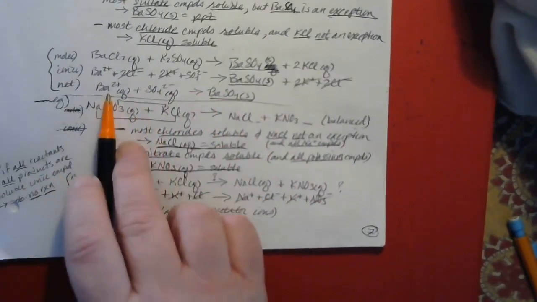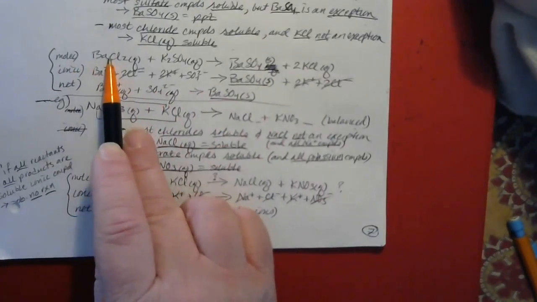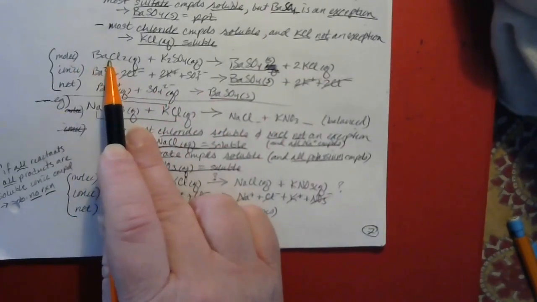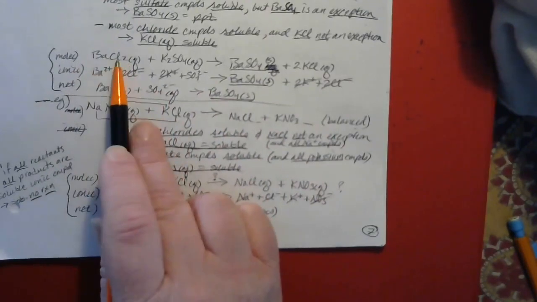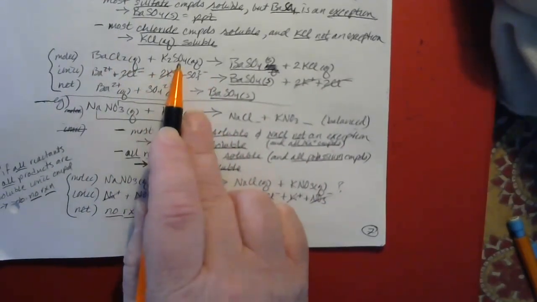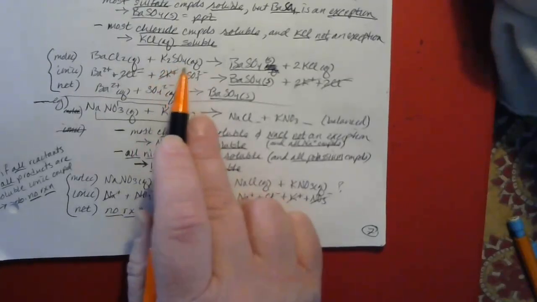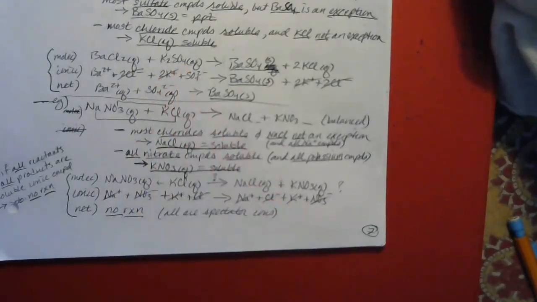And it doesn't matter how the barium and sulfate ions get into solution. This could have been barium chloride, but it could have been barium nitrate or barium acetate or some other soluble barium compound. The sulfate ions could come from potassium sulfate, but they could come also from sodium sulfate. That's soluble and gives sulfate ions, or any number of other compounds.